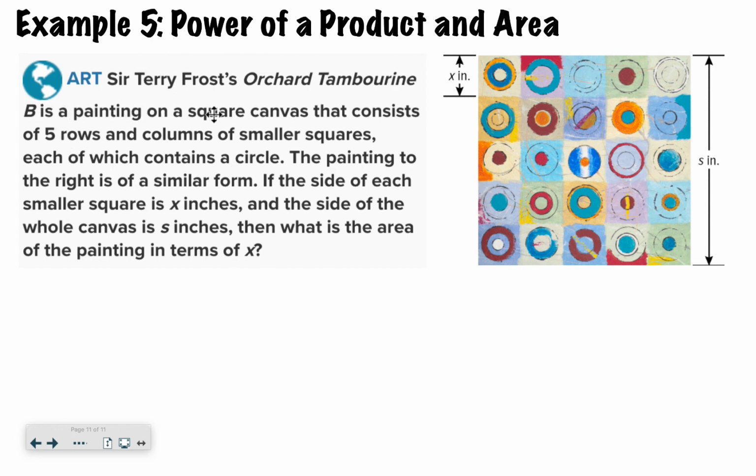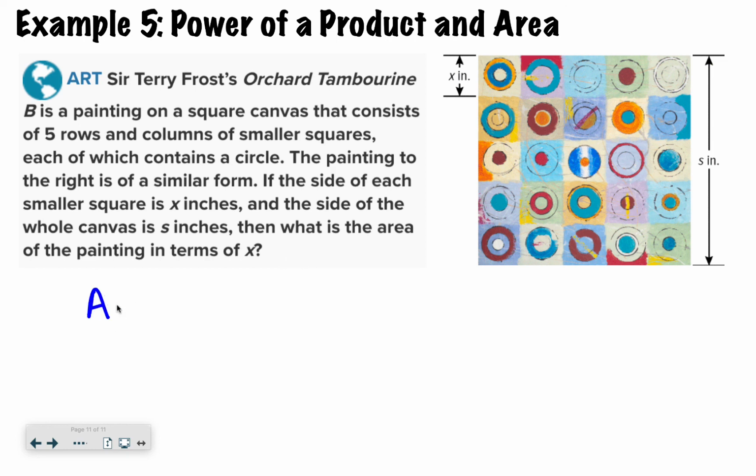B is a painting on a square canvas that consists of 5 rows and columns of smaller squares, each of which contains a circle. The painting to the right is of a similar form. Okay, so this picture right here is similar to this painting that they've talked about. That's all the first sentence is saying. All right. Then, if the side of each smaller square is x inches, you can see it labeled right there, and the side of the whole canvas is s inches, then what is the area of the painting in terms of x?